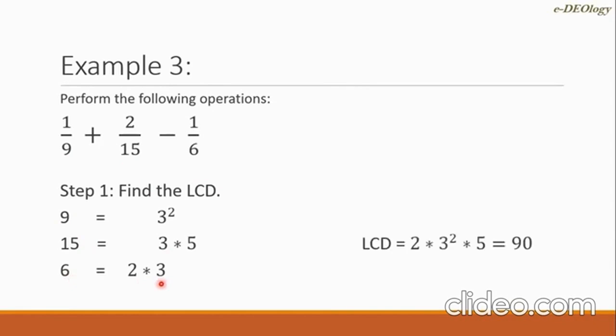Then, for the LCD, we list all the factors here. I start with number 2, followed by 3. But since the highest power is 3 square, I wrote here 3 square. And then 5 is also listed. Then we simplify this into 90. So our LCD is 90.